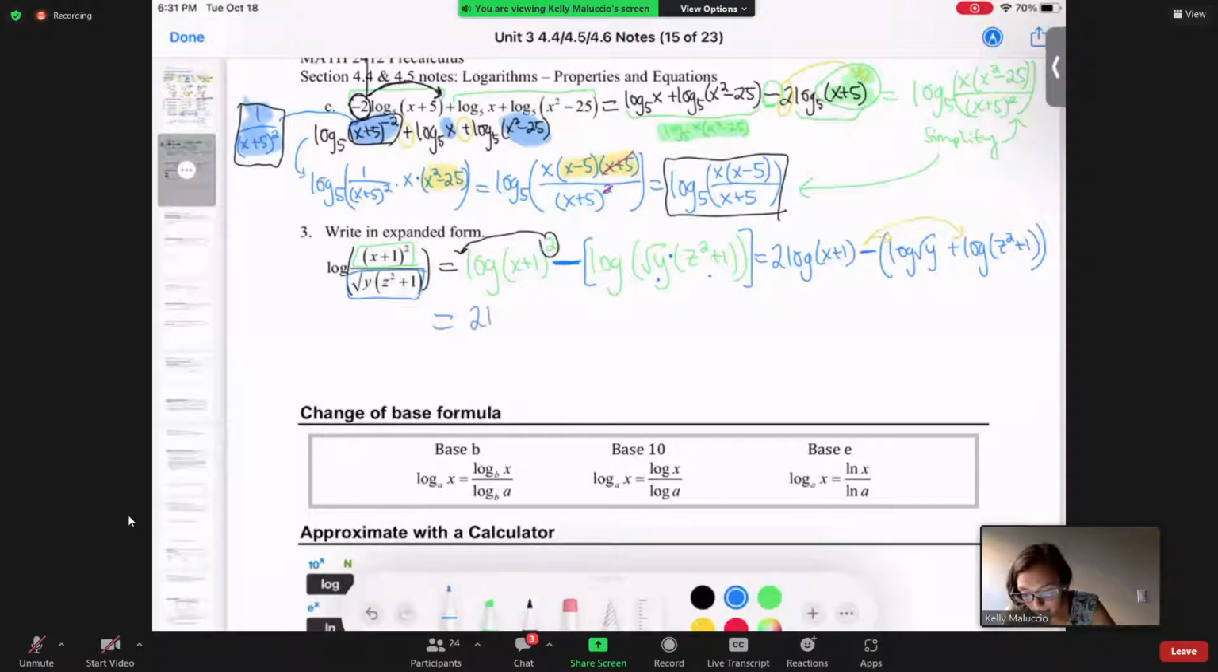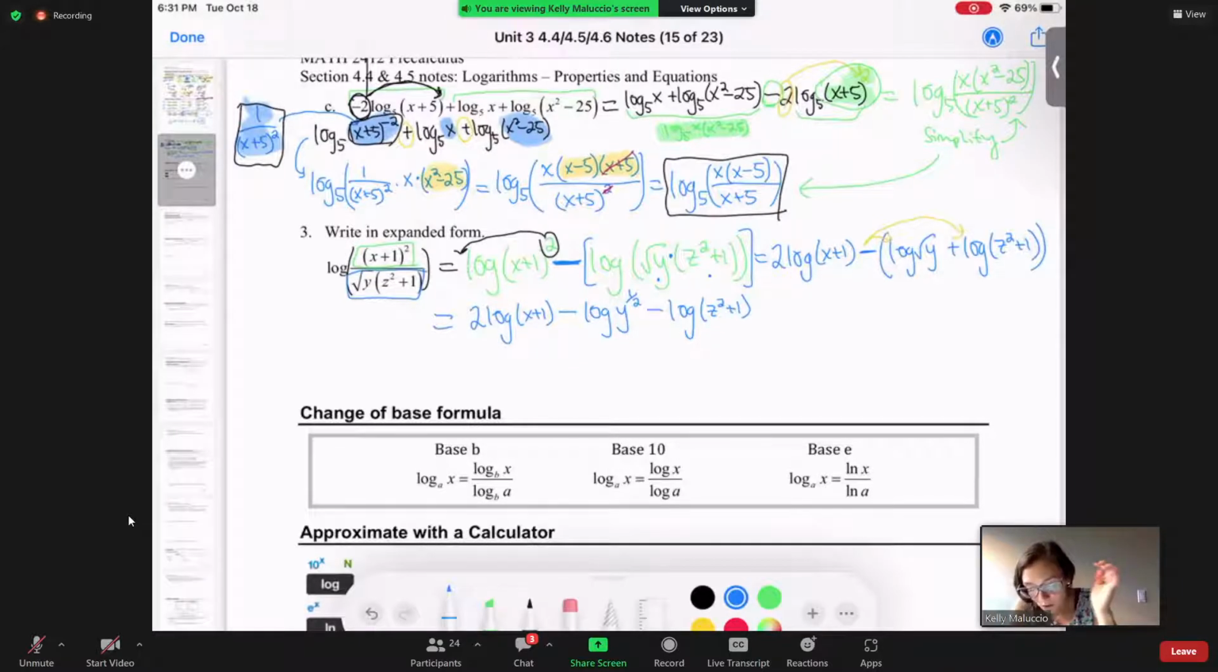I can rewrite it again, 2 log x plus 1 minus, now I'm writing extra steps here. You can skip, say minus log of y to the 1/2. I'm changing the square root to 1/2. And then minus log of z squared plus 1. Okay, nothing can happen with that. That's just kind of its own.